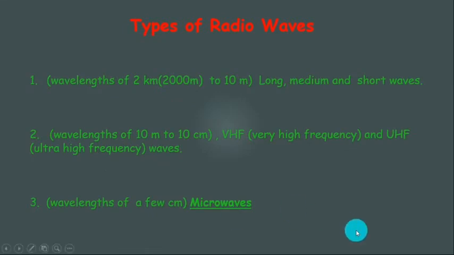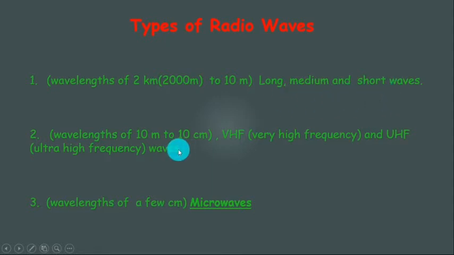We have more than one type of radio waves. The first one: radio waves whose wavelengths are between 2000 meters to 10 meters. You remember the wavelengths? Yes, these types of radio waves have a wavelength range between 2000 meters to 10 meters. We call this type long, medium, and short waves. This is the first type.